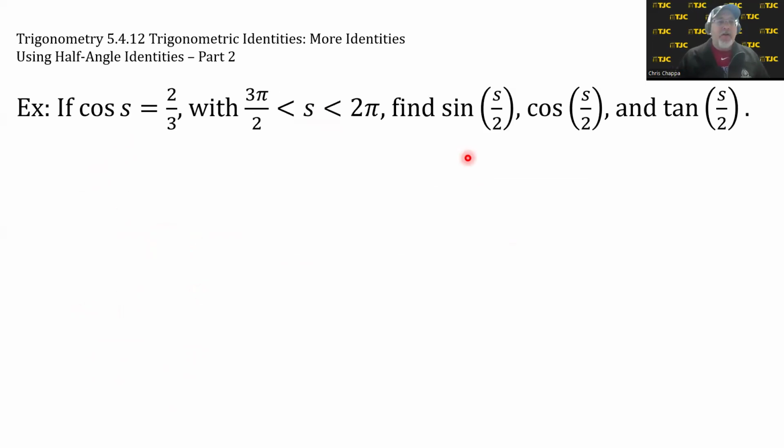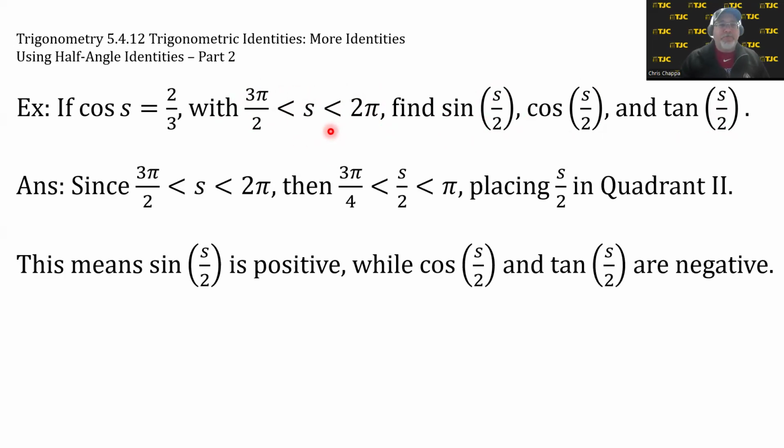For example, if cosine of s equals 2/3 with 3 pi over 2 less than s less than 2 pi, find sine of s over 2, cosine of s over 2, and tangent of s over 2. Normally, when we're given an interval about the angle, or in this case, the arc, it's so that we can determine a quadrant for that arc. But since we're evaluating trig functions at s over 2 and not s, we'll have to transform this inequality into an inequality about s over 2, not an inequality about s. That will be easy to achieve.